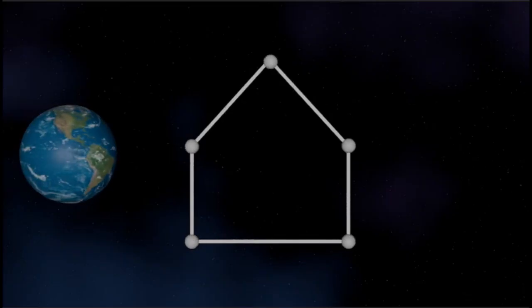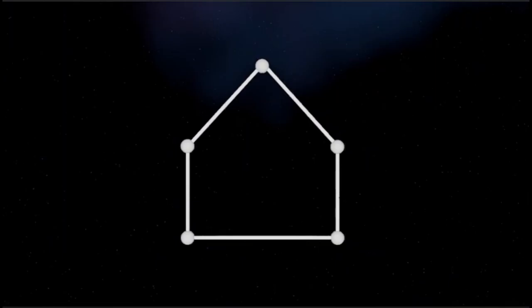Now, let's solve this coloring problem step by step. First, we assign red to the bottom left node. Since the bottom right node is directly connected to it, we cannot use red again, so we put blue there instead. Moving up, we color the right middle node yellow, then the left middle node green, ensuring it doesn't match its adjacent red node.